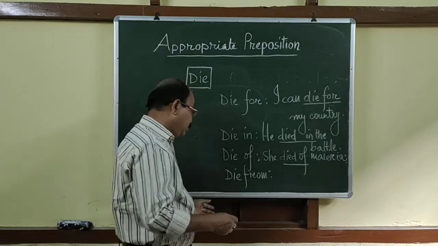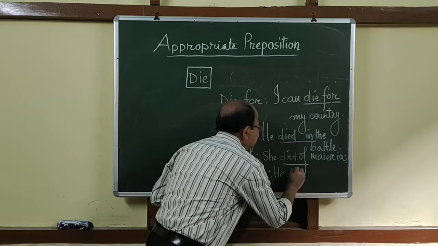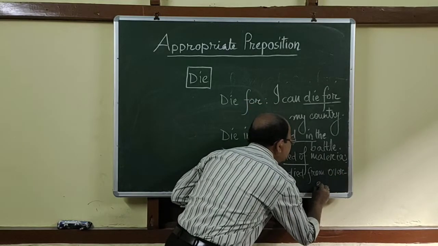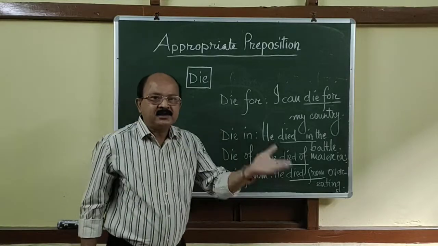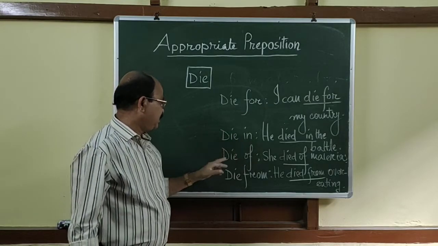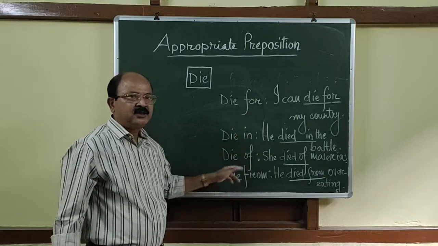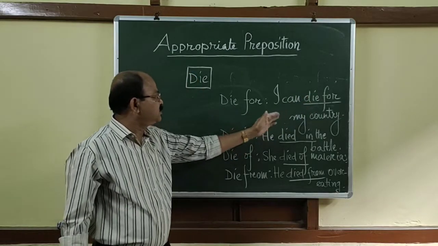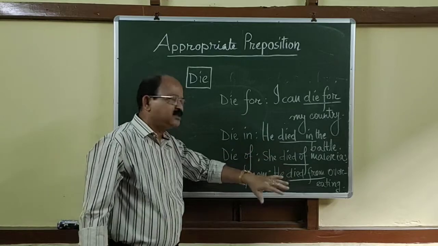So in that particular point we can use from, and he died from overeating. See, now let us sum up today's class. We have some examples of die for, die in, die of, die from. We have the same verb die, but we are changing the prepositions each to give a different meaning. So in the first sentence we have the meaning which is different from the meaning in the second sentence, and similarly in the third sentence and fourth sentence.